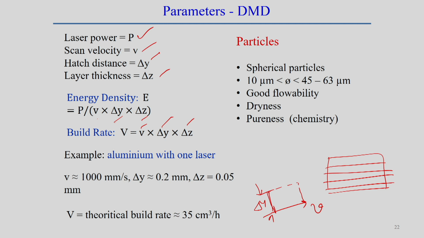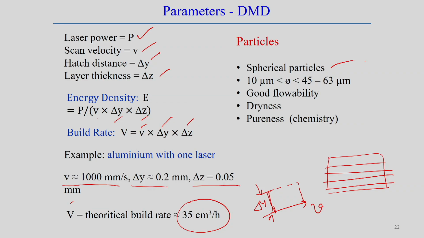We can take one example of aluminum with one laser source. Typical velocity is normally 1000 millimeter per second, delta y is in the order of around 0.2 millimeter, delta z in the order of 0.05 millimeter, and the theoretical build rate can be estimated at around 35 centimeter cube per hour. Therefore, we can see that additive manufacturing technology is normally a very slow process. We can get only 35 centimeter cube of material deposition per hour if we consider all these parameters.